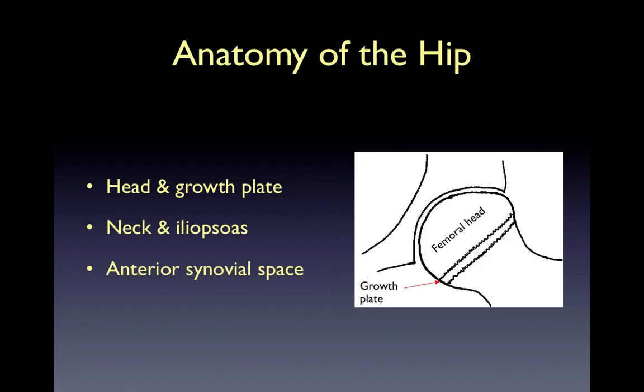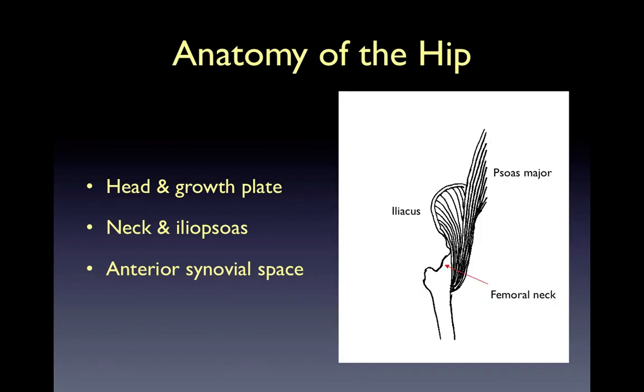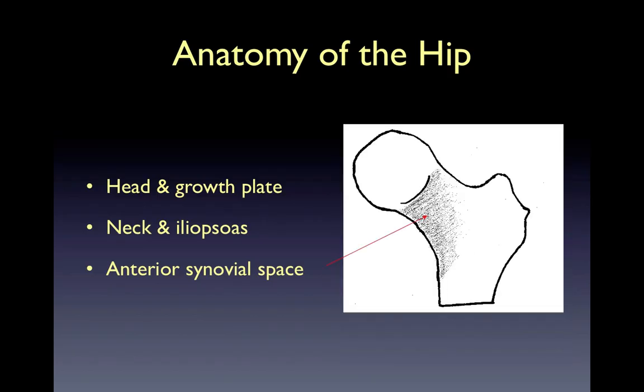The femoral head rests in the acetabulum. The growth plate, which we will see when we scan pediatric patients, lies between the epiphysis and the metaphysis. The femoral neck lies in an oblique plane to the axial skeleton and to the femoral shaft. The iliopsoas muscle overlies the anterior surface of the femoral neck as it extends to its insertion site on the lesser trochanter. The anterior synovial space is that space between the cortex of the anterior femoral neck and the overlying iliopsoas muscle.